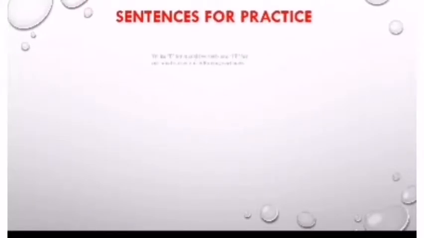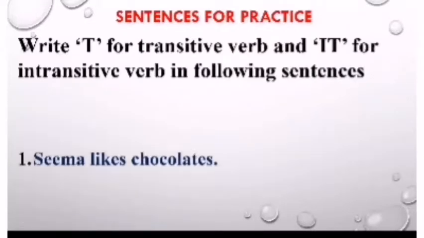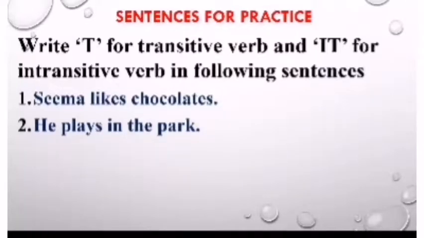Let's do some sentences for practice. You have to write T for transitive and IT for intransitive verb. First sentence, Seema likes chocolates. So what will be the type of verb? Transitive or intransitive? Yes, you are right. Transitive. Second sentence, he plays in the park.